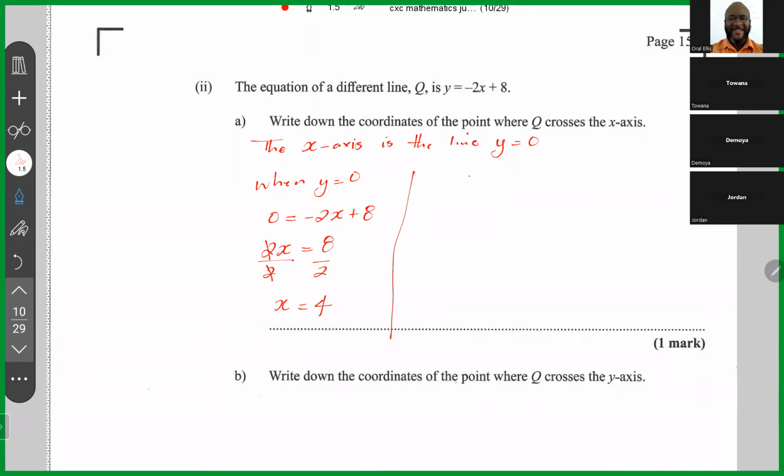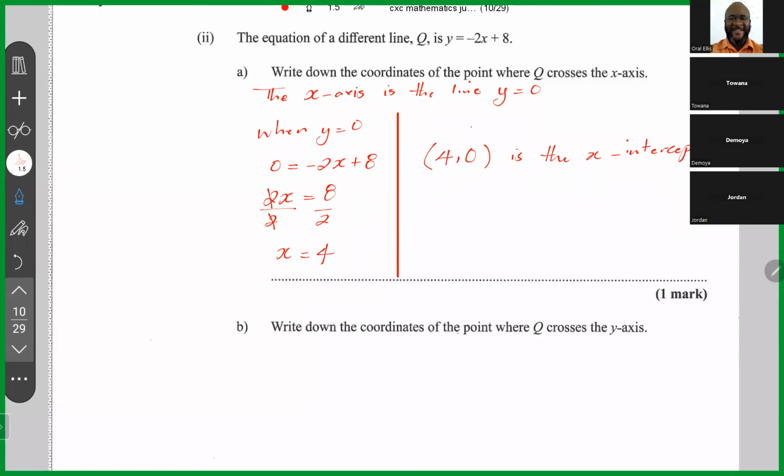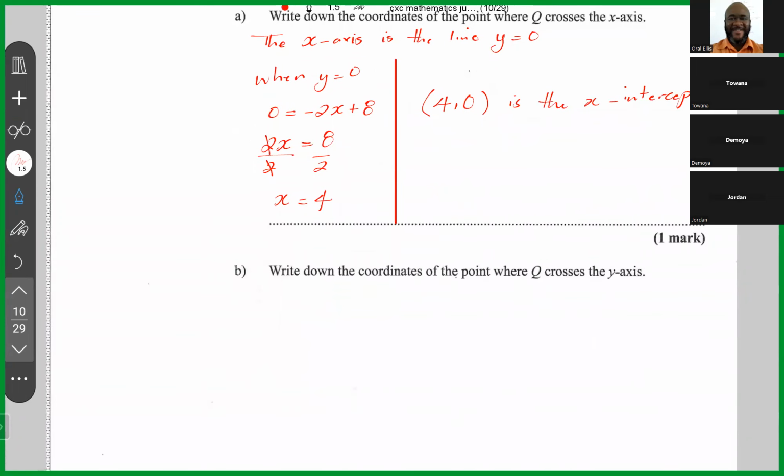So I can now write that (4, 0) is the x-intercept. (4, 0) is the coordinates of the x-intercept. Write down the coordinates of the point where Q crosses the y-axis.